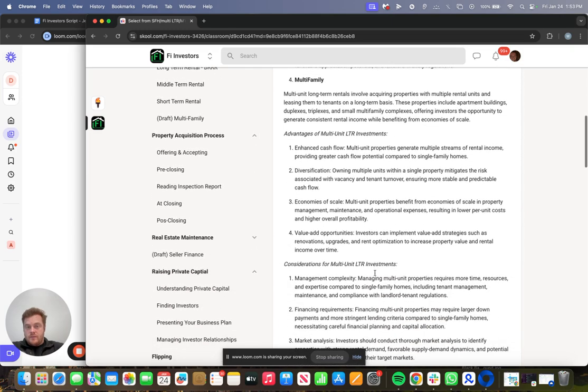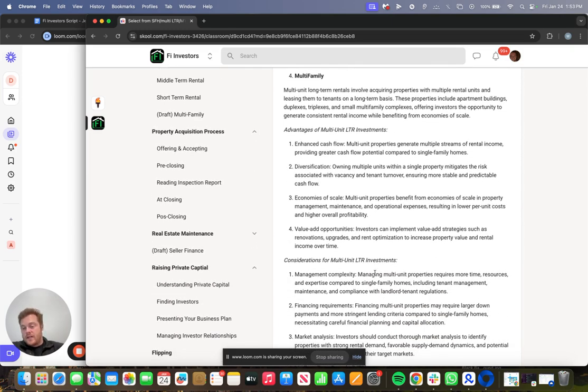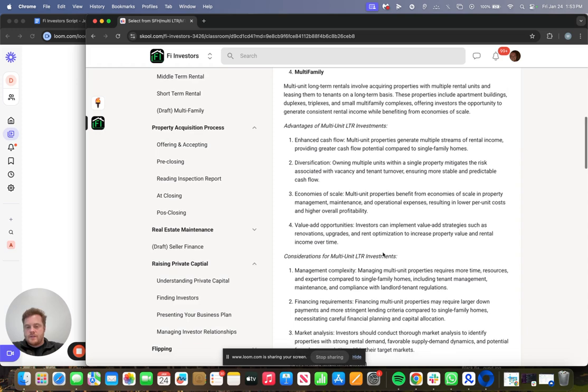Now multifamily. If we look at residential, it's anywhere between 2 and 4 units. Anything commercial is 5 units and up, right? So some of the advantages, of course, enhanced cash flow, diversification. It gives you multiple units, so multiple income sources for one roof over your head, for example. You have economies of scale, and then, of course, value add opportunities, right?